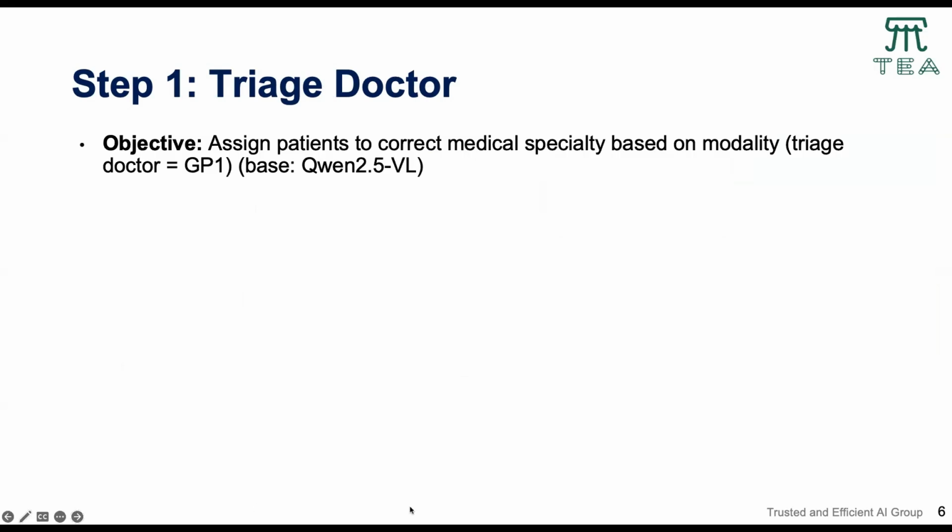So the first step is the triage doctor. In the real world, the first critical step when a patient visits the hospital is triage. For example, if we go to the hospital, we will be sent to a specific department. So the objective of this step is to assign patients to the correct medical specialty based on modality. And it is called the triage doctor, which is also GP1. The base model is Qwen 2.5 VL.